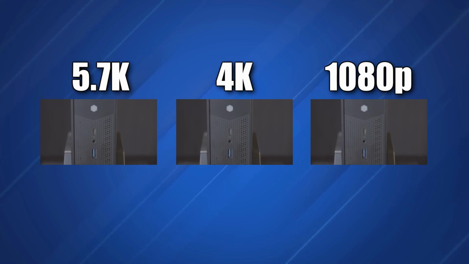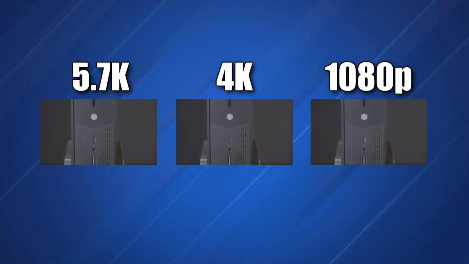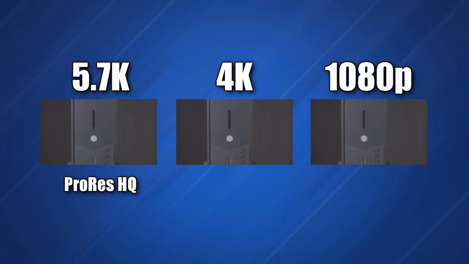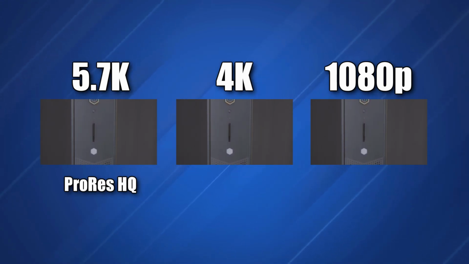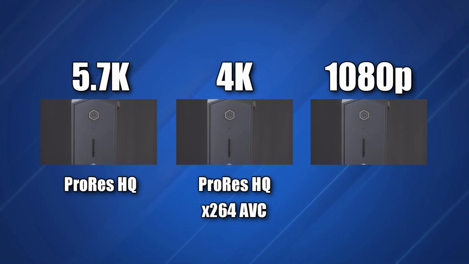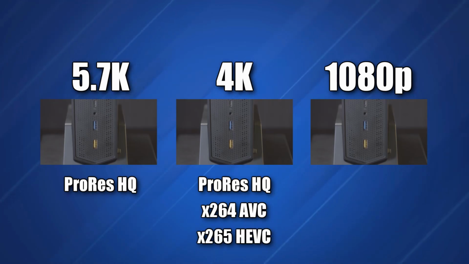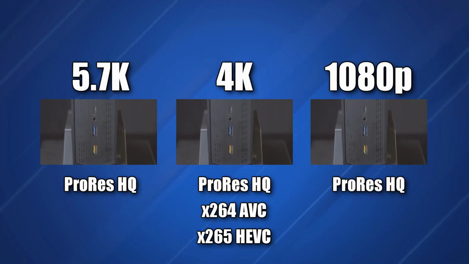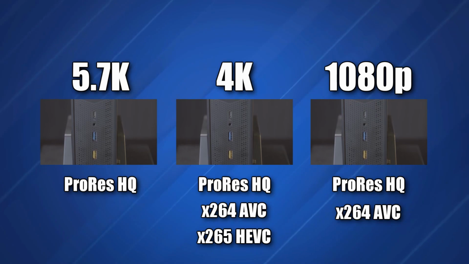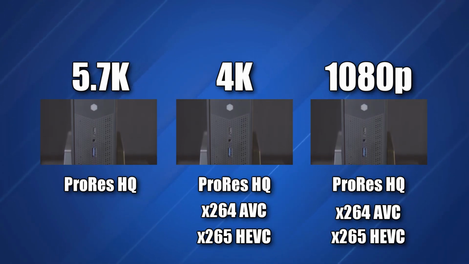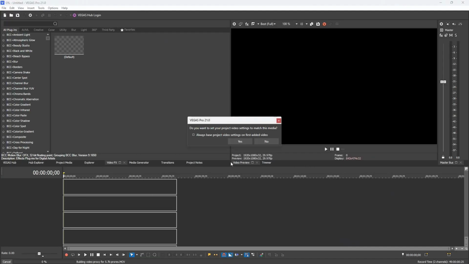So I've created three separate test projects in here. The first test project is going to be the original 5.7K ProRes HQ footage. The next project is the 4K project, which has 4K ProRes high-quality footage, 4K X264 AVC codec footage, and 4K X265 HEVC codec footage. And finally, the third project is the 1080p project. I have 1080p ProRes HQ footage on there, 1080p X264 AVC footage on there, and 1080p X265 HEVC footage on there. So we're going to start off in the 5.7K timeline.